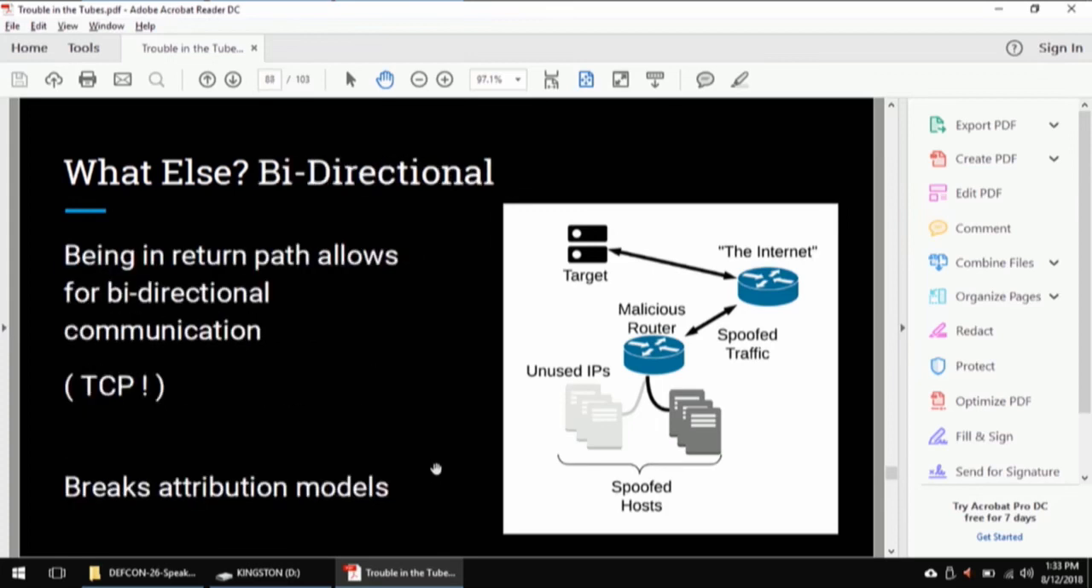I say we can have bidirectional communication. Before, you can't really spoof TCP traffic because you have that handshake, and you have to be able to go through the synchronization. But since we're receiving the responses, we can now open up TCP sessions or other bidirectional communication that we wouldn't have been able to do otherwise. And this is kind of concerning because it breaks our attribution models.